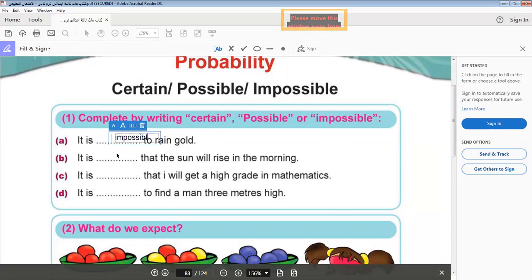Second one, that the sun will rise in the morning. Definitely, sure, certain. Third one, that I will get a high grade in mathematics. I want that, but I don't know. But it is possible. Next, to find a man 3 meters high. It is impossible.